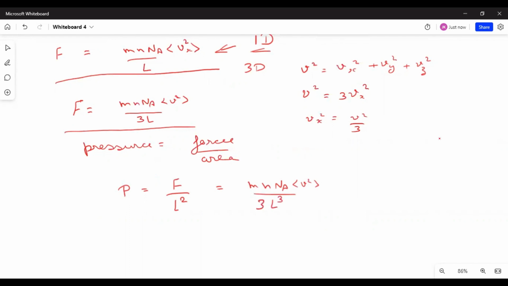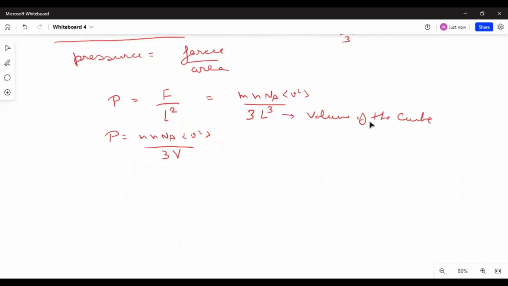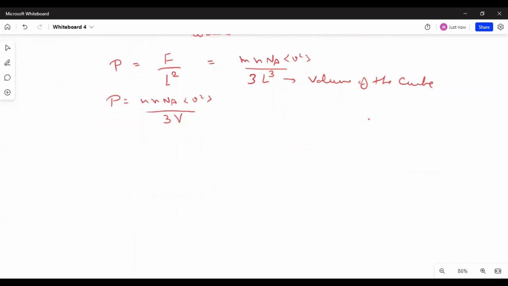Now interestingly, this is L cube, so this is also the volume of the cube, right? So the pressure will be m n N_A v² upon 3 into volume. If I take volume towards the left, it will become PV equal to m n N_A v² by 3.